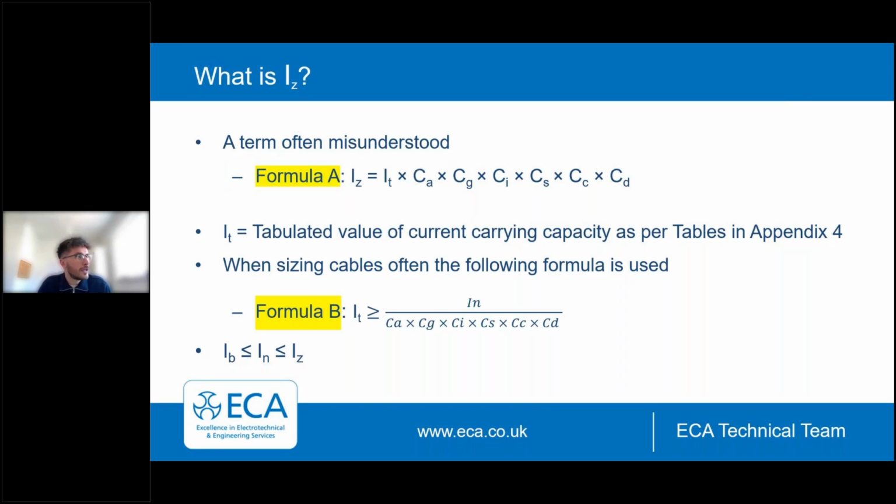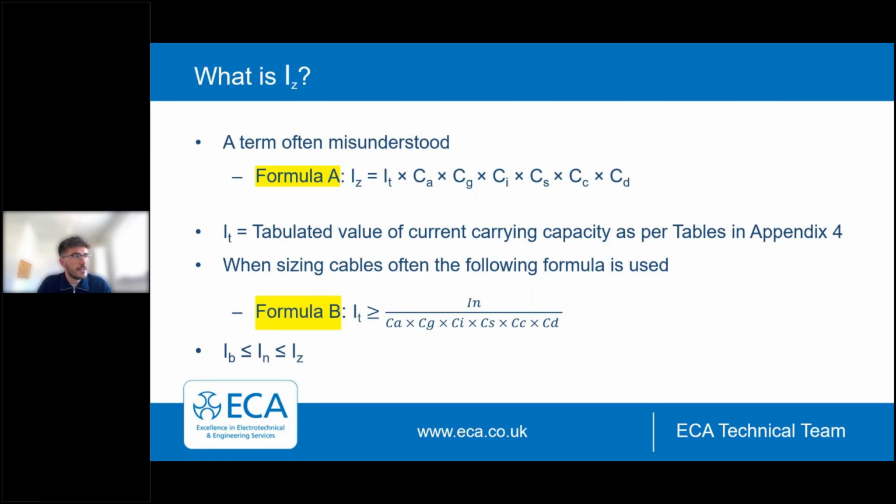So I've got on screen here Formula A. Formula A breaks down what IZ may equal. This is an example. I've placed six rating factors here as an example, but there are others. It's not an exhaustive list, and at the same time, it's not likely that you're actually going to have six affecting one particular circuit design generally.